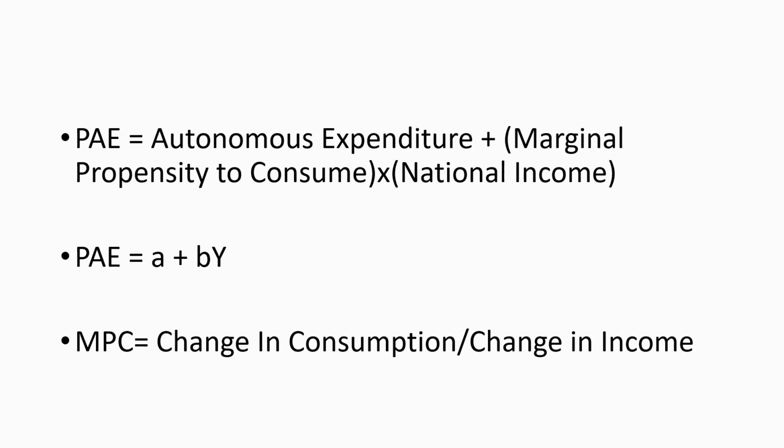It would be autonomous expenditure plus marginal propensity to consume times the national income, or a simplified form of this equation would be A plus B times Y, with A being autonomous expenditure, B being the marginal propensity to consume, and Y being national income. The autonomous expenditure is spending that does not change with a change in income.